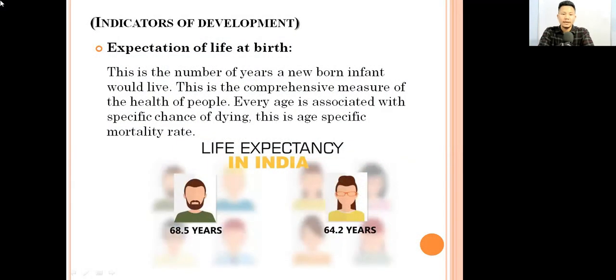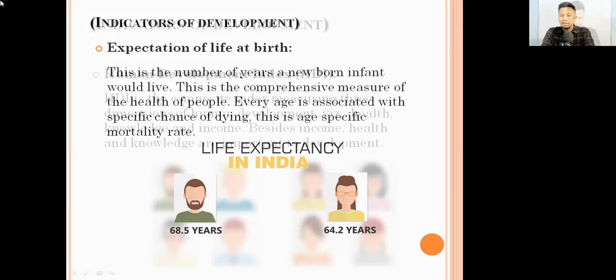Next point is expectation of life at birth. This is the number of years a newborn infant would live. This is the comprehensive measure of the health of people. Every age is associated with a specific chance of dying. This is a specific mortality rate. So this depends on the health conditions and the health status of the infant or of each and every one of us. You can also see from the given picture life expectancy in India.